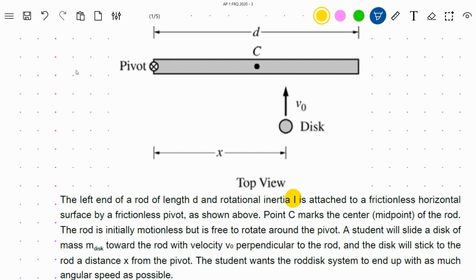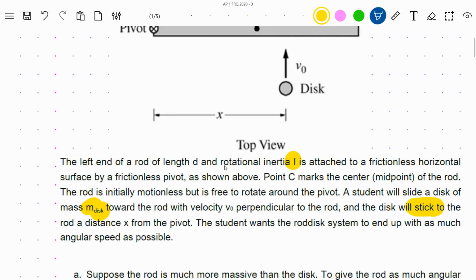Point C marks the center, which is to say the midpoint of the rod, and the rod is initially motionless but free to rotate about the pivot. The student's going to slide a disk of mass m disk, so let me just highlight that there, towards the rod with a velocity v0, that's in the diagram, perpendicular to the rod, and the disk will stick to the rod. In fact, I'm just going to remind myself of this. It's going to stick to the rod, so that's really, really important because the outcome of this collision hinges on if it's going to bounce or stick to it, as we're going to discuss in detail soon.